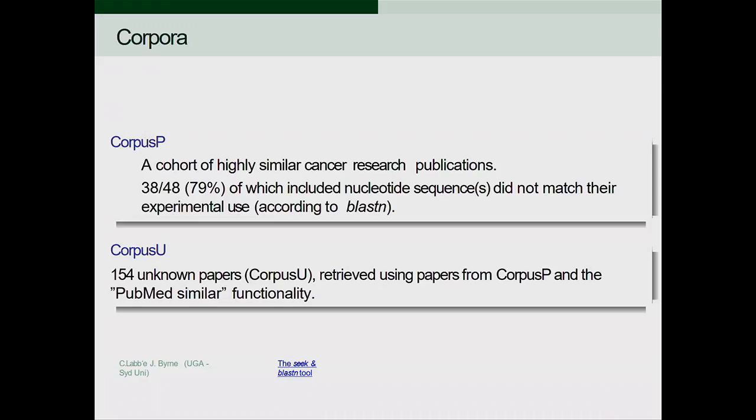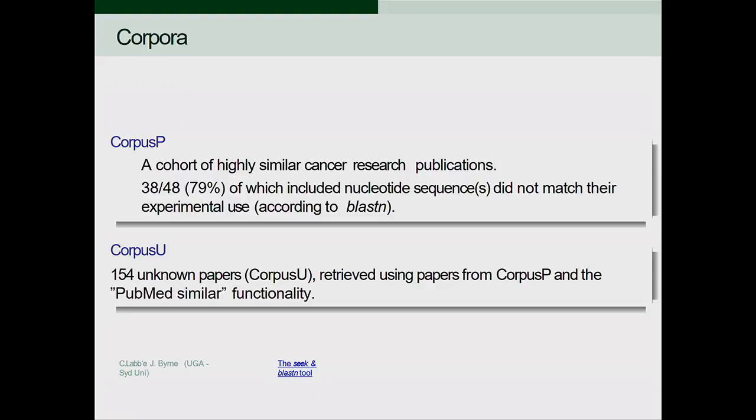So we have used 2 different corpora to assess this method. The first one is composed of 48 papers that we know are problematic. We know that there is plenty of redundancy between them. They are all dealing with knockdown studies. And we know that there is a certain amount of them that are not properly using DNA sequences.